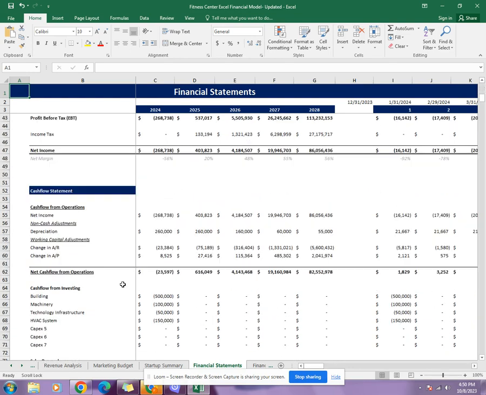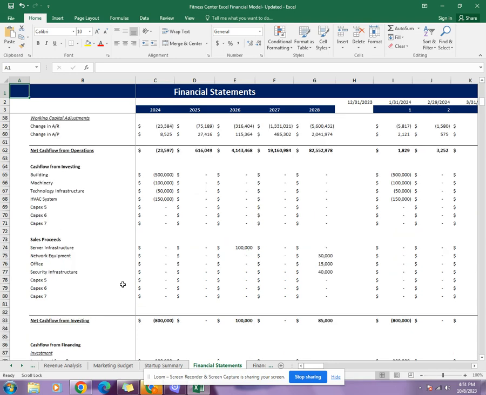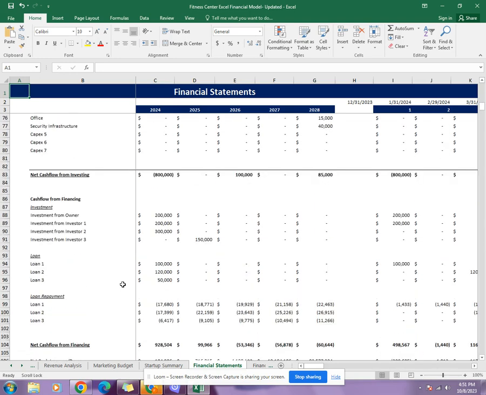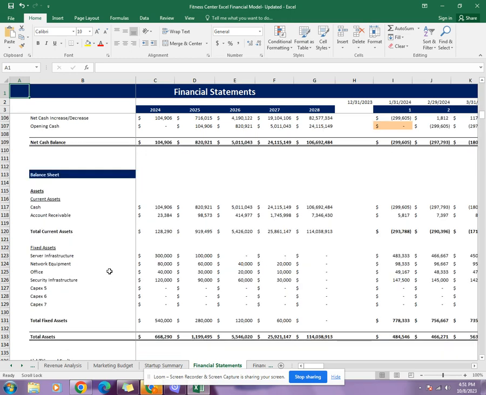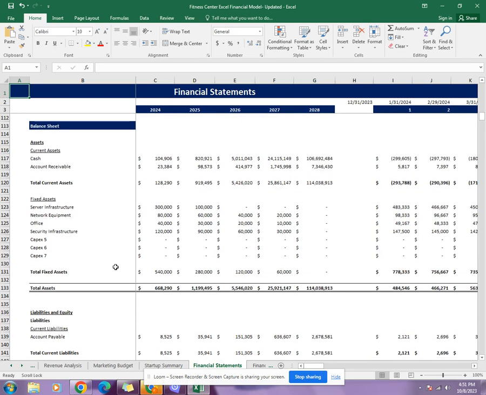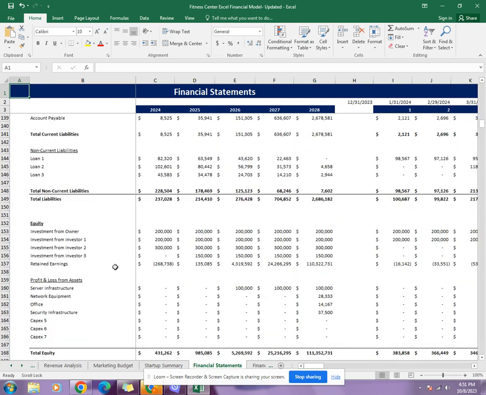And then comes the cash flow statement, which tells you about the cash inflows and outflows of the business from its operating activities, investing activities, and financing activities. It also tells you about the net cash balance of the business in the next 5 years. Then comes the balance sheet. The balance sheet overall gives you the total assets of the business, its total liabilities, and total equities.